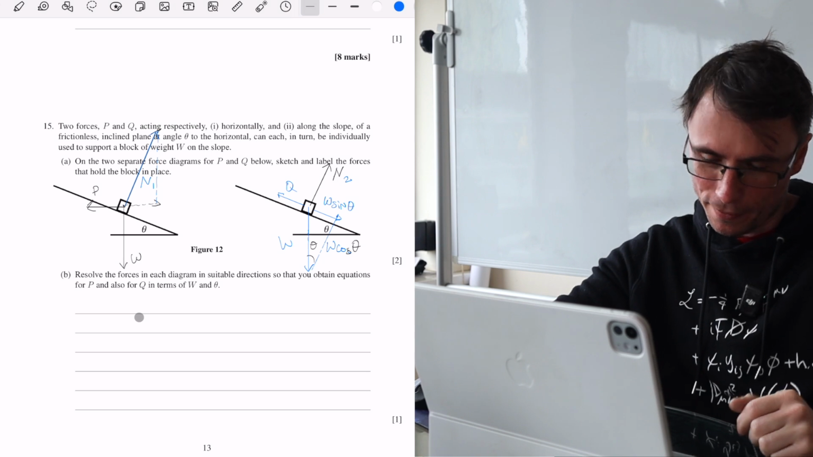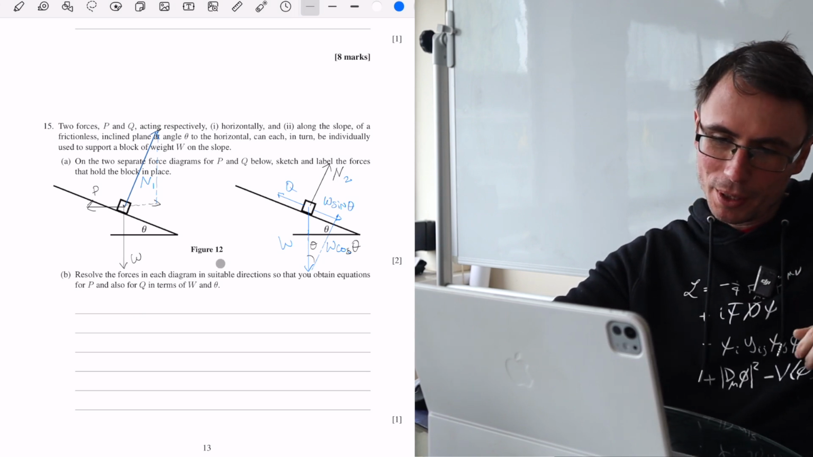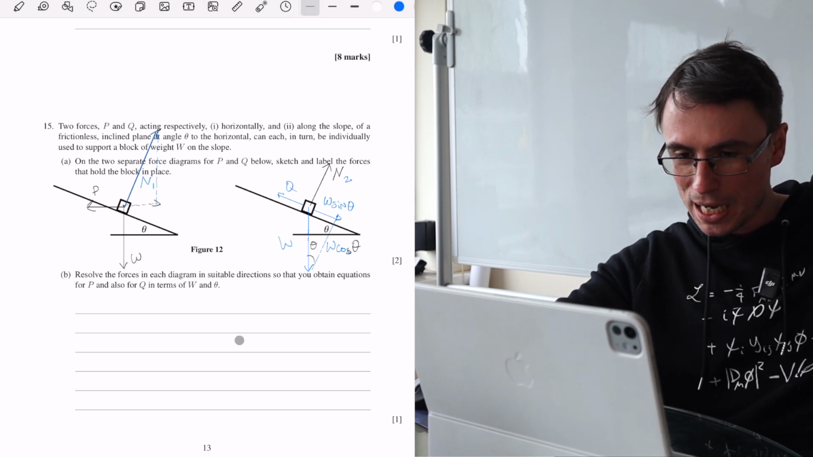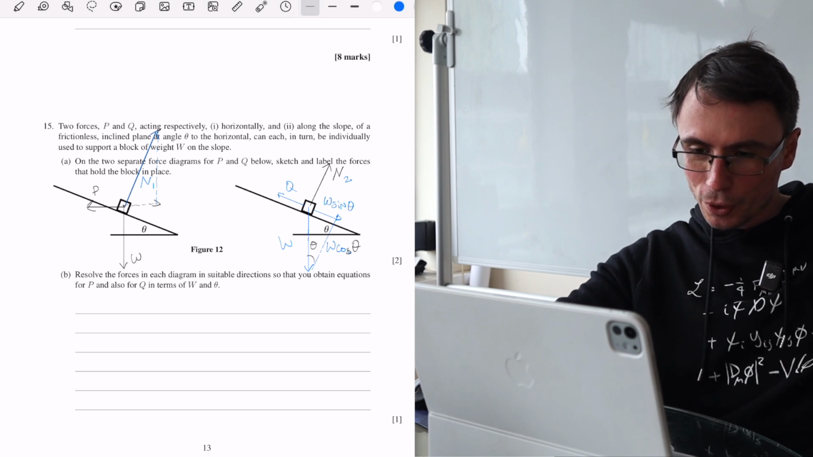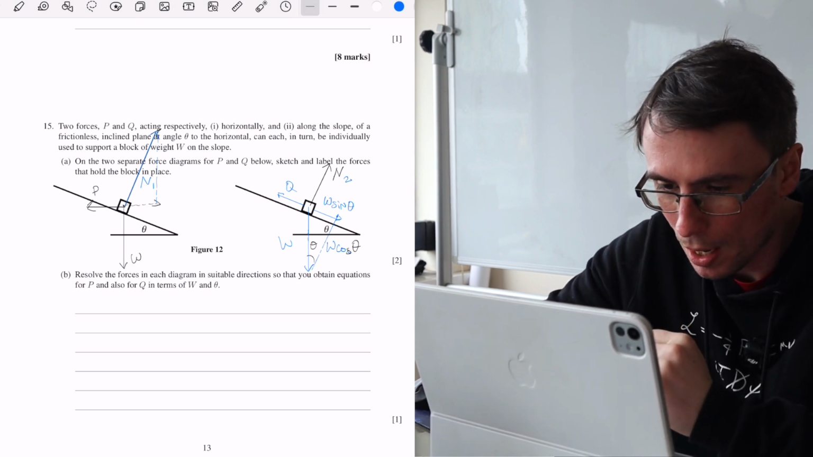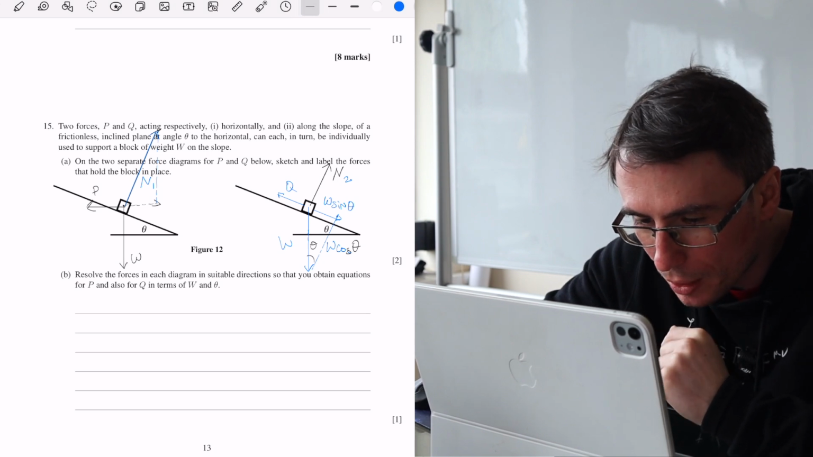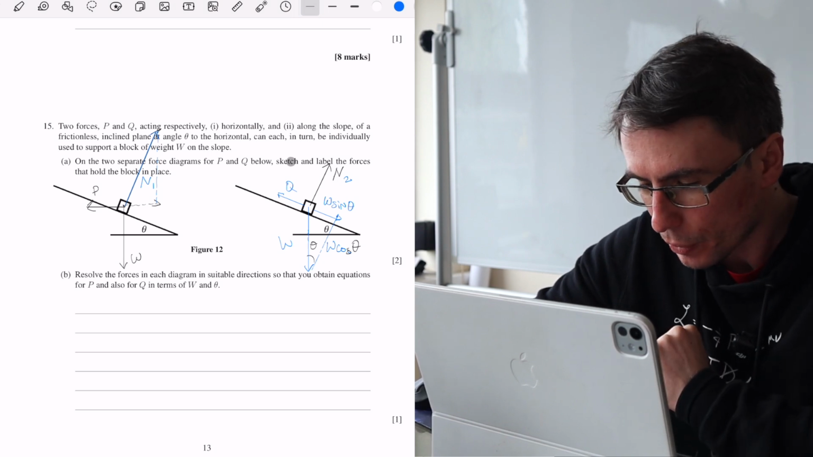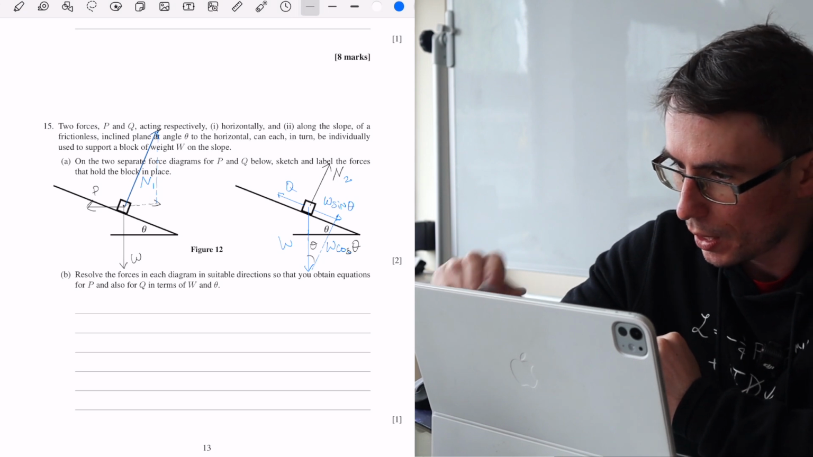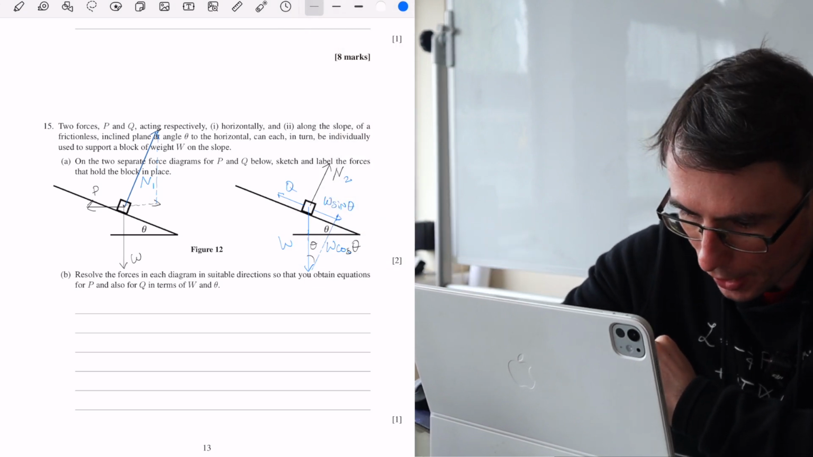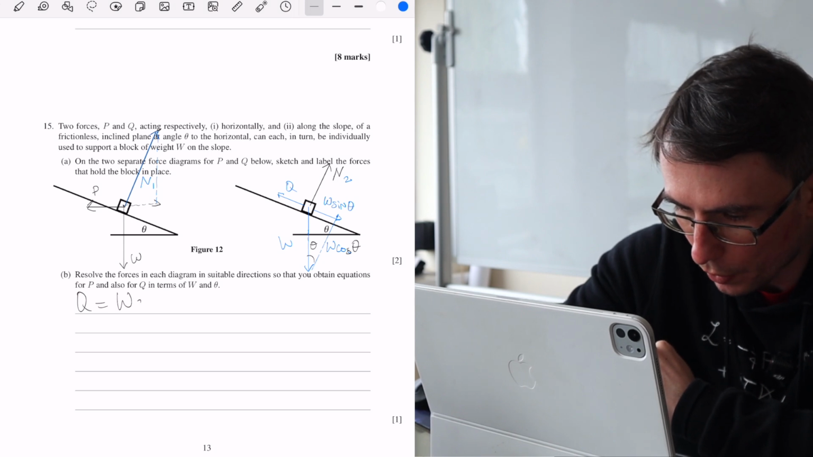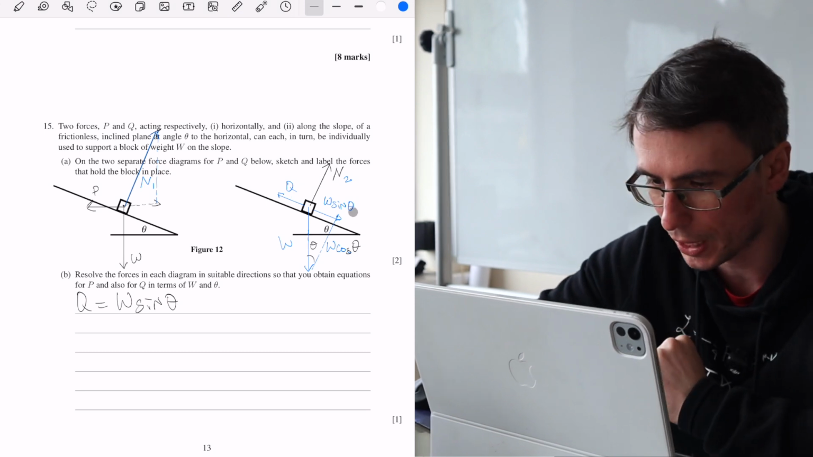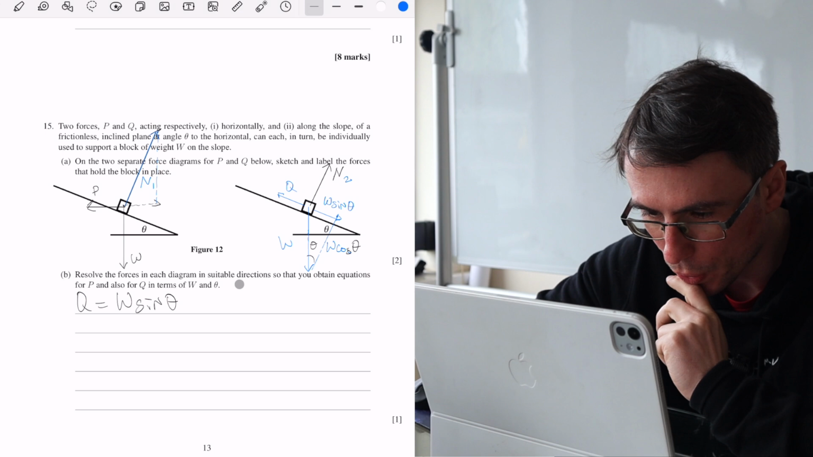Okay, so I think I've probably done a more intricate diagram than necessary, because the next question is about resolving the forces in each diagram in suitable directions so you can obtain equations for P and also for Q in terms of W and theta. The first one, which is probably easiest to write, is that Q has to be equal to W sine theta if this is supported, because this vector has to equal this vector. So the second part of the question is essentially done.